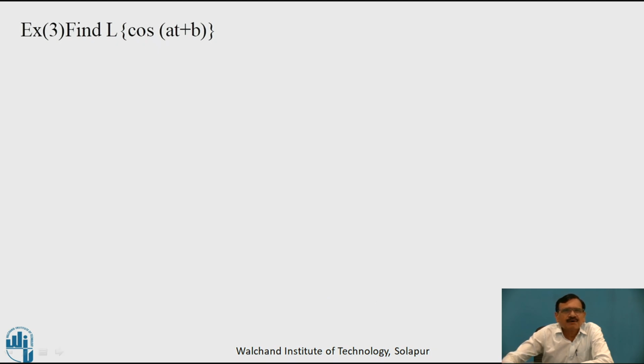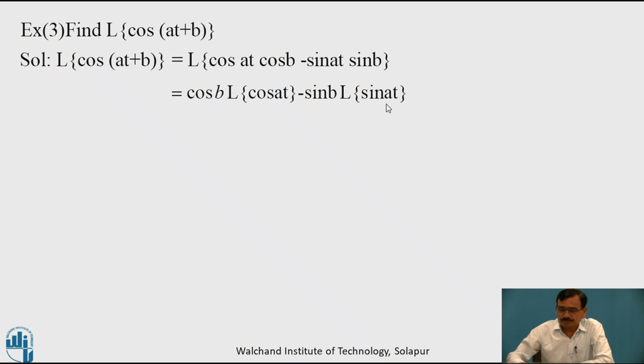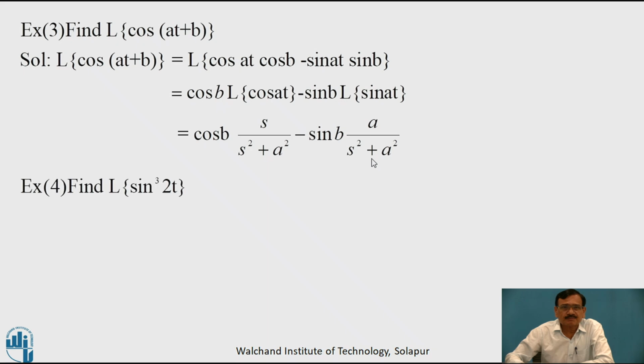Next, we will see find the Laplace transform of cos of at plus b. Laplace transform of cos of at plus b is equal to Laplace transform of cos at cos b minus sin at sin b, using the formula of cos at plus b, which is equal to, here cos b is constant, that is cos b into Laplace transform of cos at minus sin b into Laplace transform of sin at, which is equal to cos b into Laplace transform of cos at is s upon s square plus a square minus sin b into Laplace transform of sin at is a upon s square plus a square.